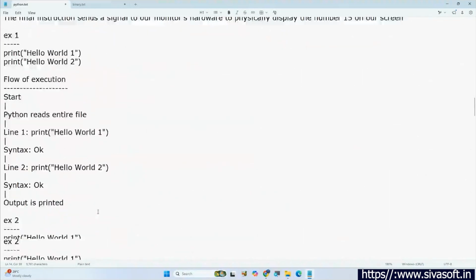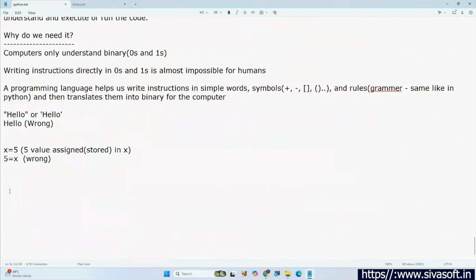So next, examples. C, C++, Java, Python. Okay, these are all examples of programming languages.